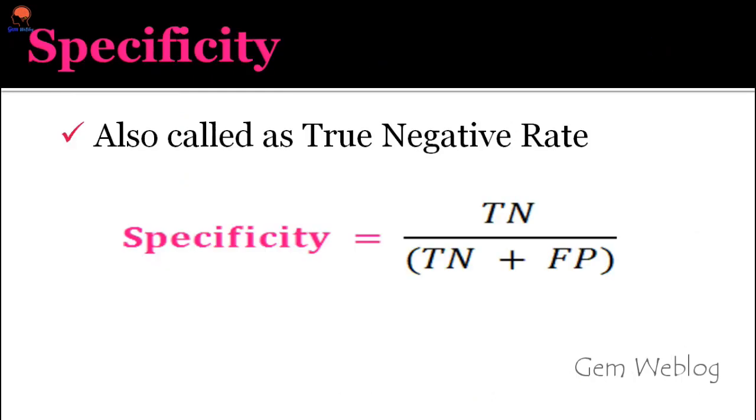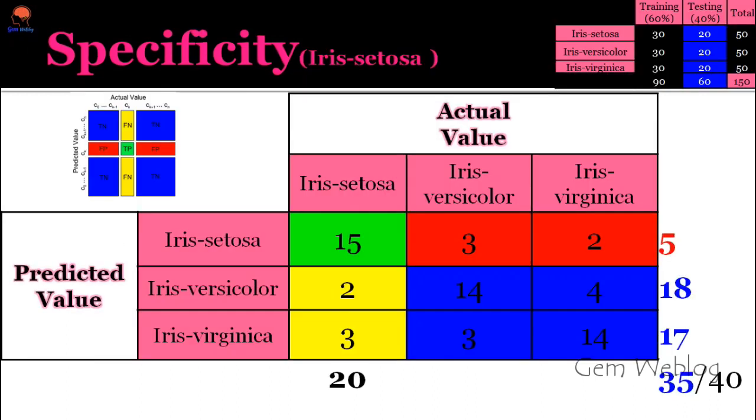Now we look into the specificity. It is also called the true negative rate. So the formula to calculate the specificity is true negative divided by true negative plus false positive. Now we will calculate the specificity of Iris Setosa. All the true negative values are considered for calculating the specificity.